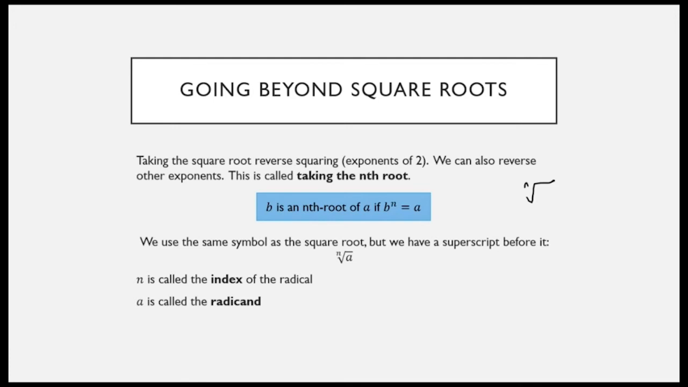So the square root is basically the same as this nth root symbol. If there's no number there, we always assume it's the square root. Otherwise, we put a number there to specify if it's a different type of root. That number, the n that's written there, is called the index. And the thing that's underneath the radical symbol is called the radicand. So that's just some vocabulary that you're going to need to know. But what we're doing is we're basically trying to undo exponents here.